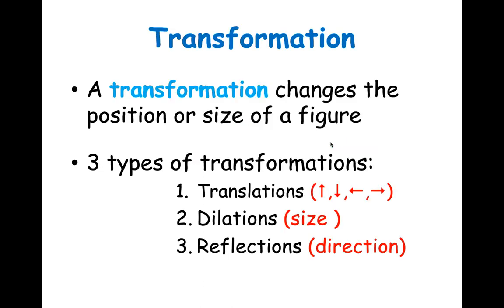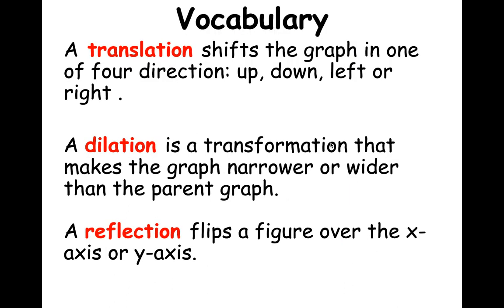So there are essentially three transformations. We have a translation, a dilation, and a reflection. The translation is going to shift a graph in one of four directions. It's going to move it up, down, left, or right. A dilation is a transformation that makes the graph narrower or wider than the parent graph. And then the reflection is going to flip the graph over the x or y axis. So it's basically going to change the direction that the graph opens.